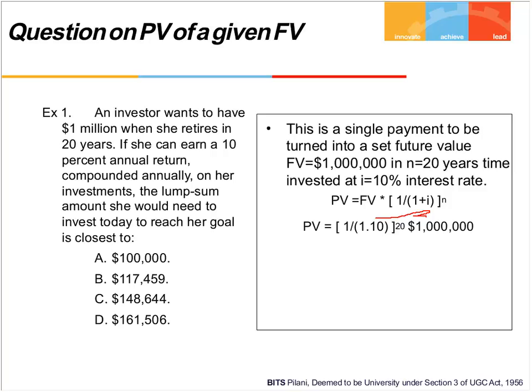Times present value, times 1 million, will give us 1 by 1 plus r to the power 20 is 0.14864 times 1 million is 148,644. Is this clear, everyone? Is the solution clear? Please go through the solution and ask me if you have any issues.